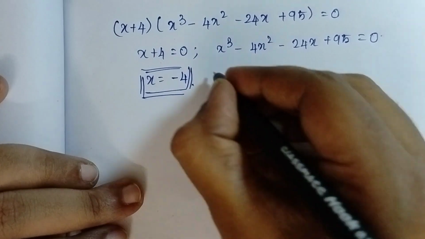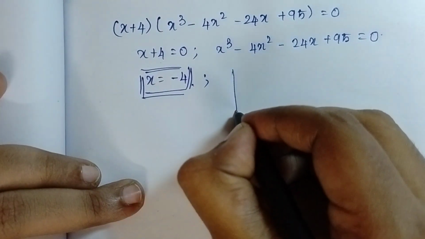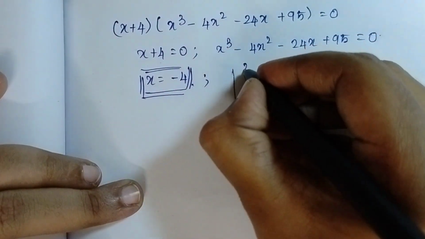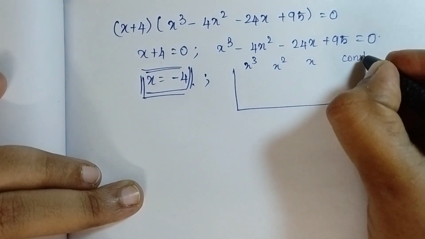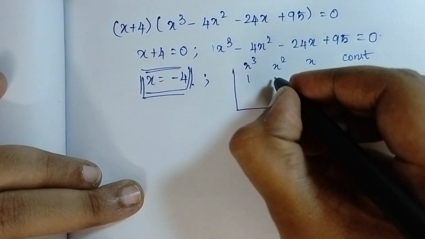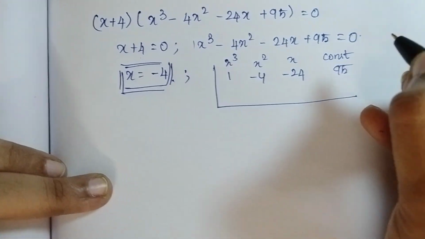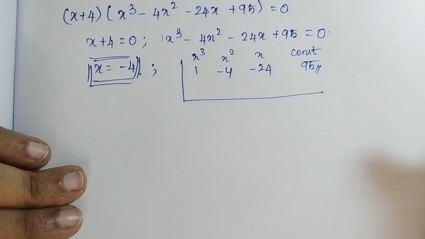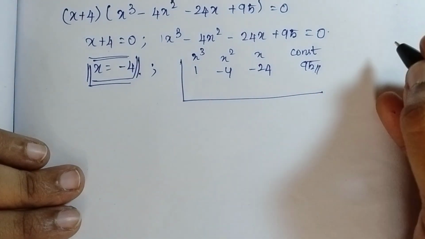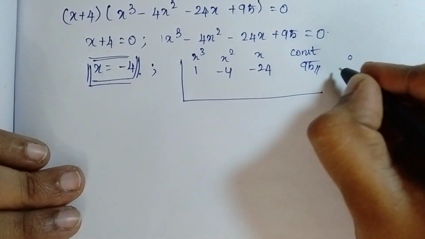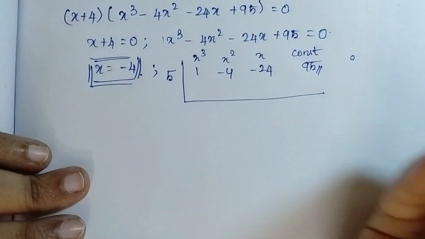Okay, I told you before. So now I am going to solve this by using the synthetic division method. So I am going to draw like this and write the x cube value here, x square value here, x value here and constant value here. Therefore here 1, minus 4, minus 24, here 95. Okay, so it ends in 5. So the factor to satisfy this equation is also 5. So 95 must be divisible by 5, is it? So let's take a factor as 5.